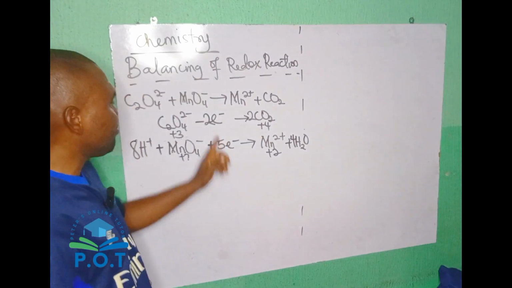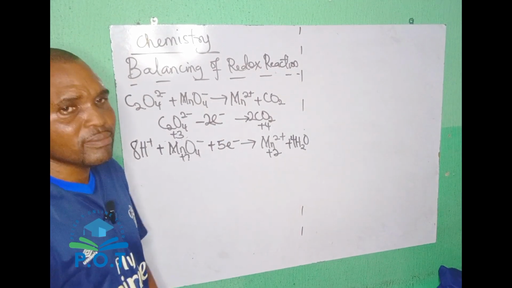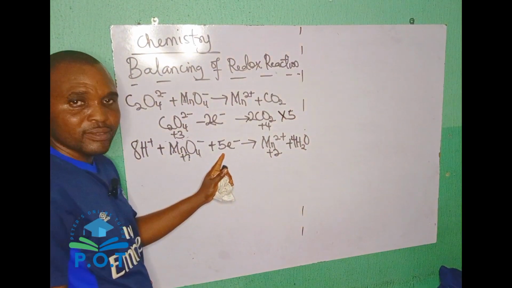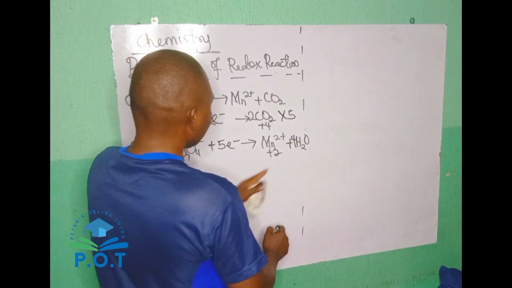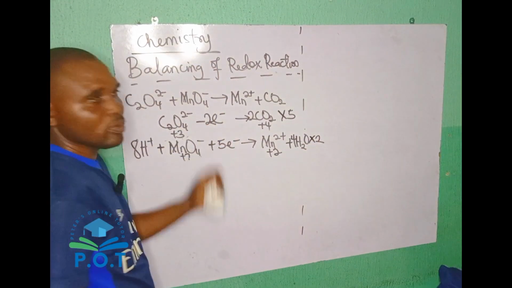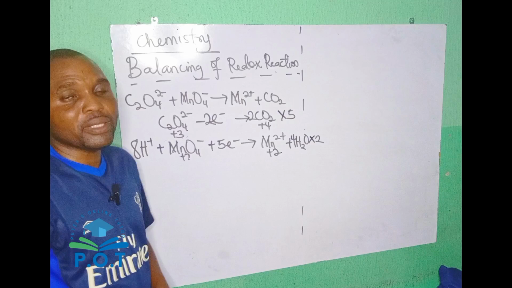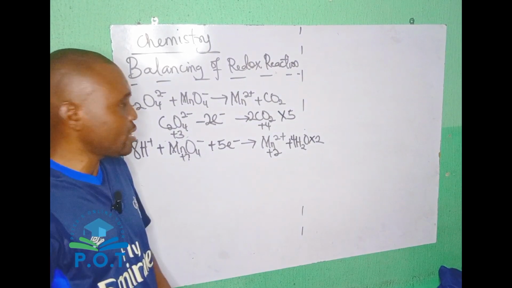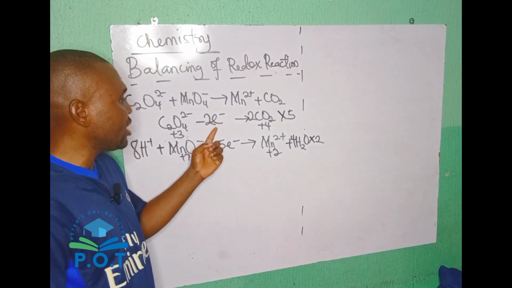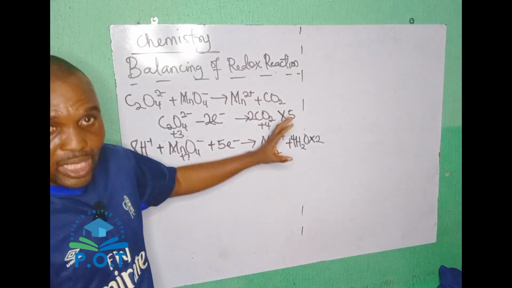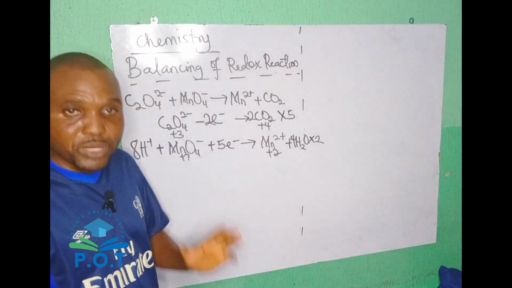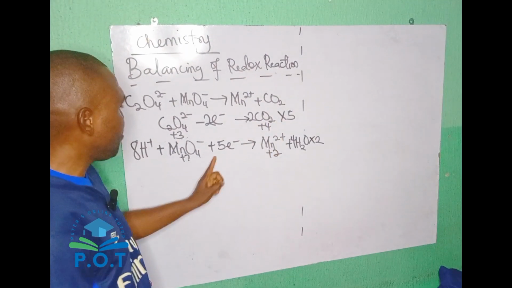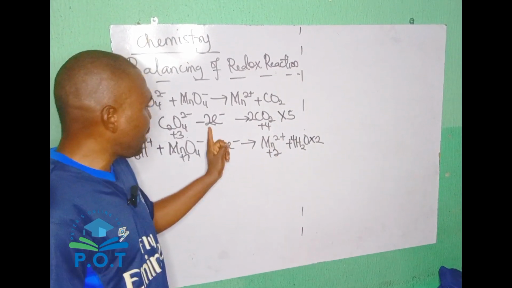But if we check the value of the electron here and here, they are not the same. So what do I do? Now I'm going to multiply here by the 5, then I'll multiply here by these 2. It's just like you are applying the elimination method whenever you're solving simultaneous equations. That's exactly what we have done here. We want to make the value of the electrons in the oxidation reaction and in the reduction reaction the same, so that the electrons can go off. So that's why I have to multiply here by this 5, and multiply here by these 2.